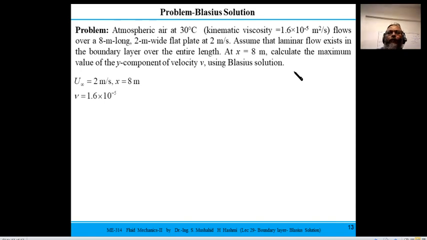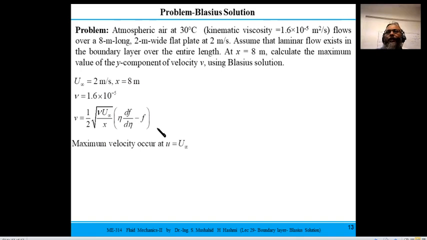So what is given here: the local value of x is given, the free stream velocity is given, the kinematic viscosity is given. As I know from the knowledge of this Blasius solution, the velocity component in the y direction is v, and this v is equal to half under root of this thing, and I have all the ingredients available in this square root term, and I need a knowledge of eta and df by d eta, the first derivative. This is something I can easily work out, because I have to calculate the y component when your eta reaches the maximum value.